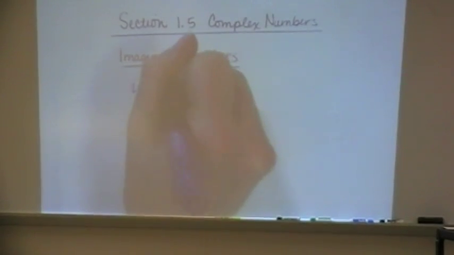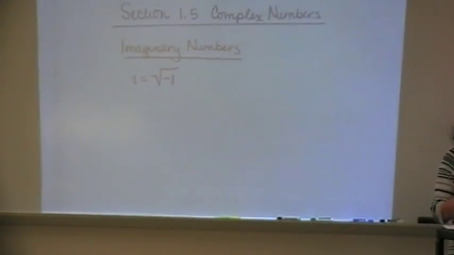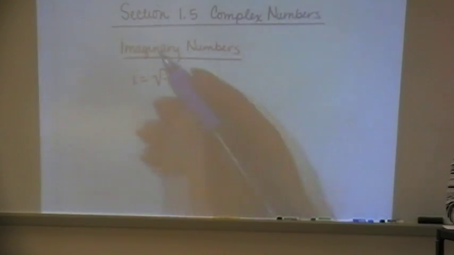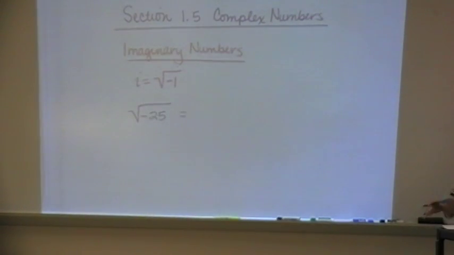Just a reminder of what i is. i equals the square root of -1. So we've done a lot of imaginary numbers. We did a whole unit on it in Algebra 2. So, the square root of -25. I just want to remind you of what it technically is.